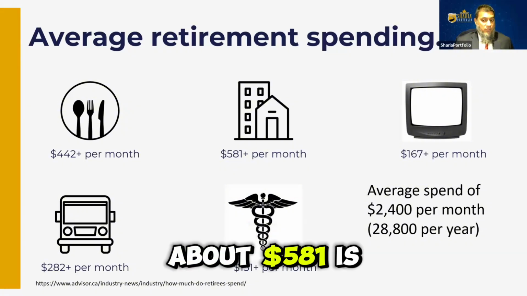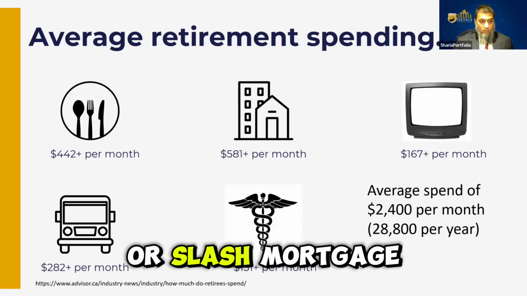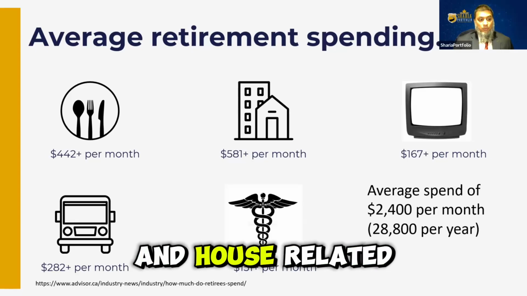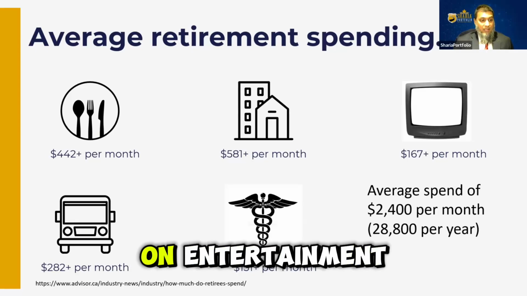About $581 is spent on rent or mortgage or house payments and house-related payments. $167 a month is spent on entertainment.